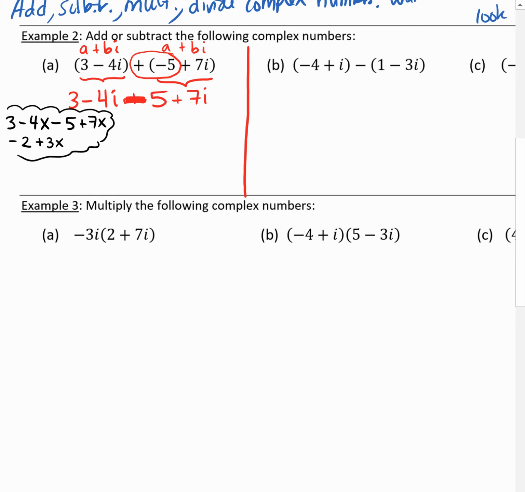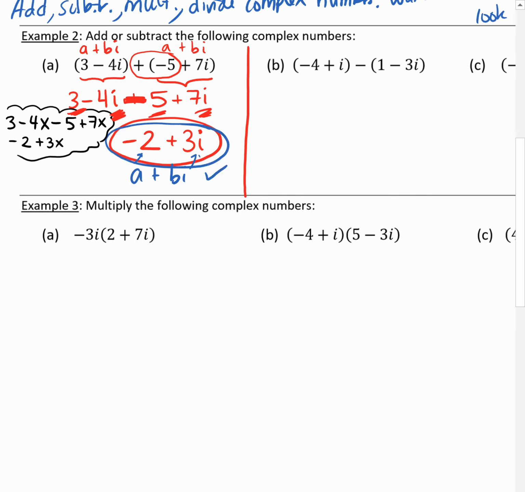And that's really it. So we're going to do the same thing, except keeping in mind i is like a variable, kind of. The real parts are 3 and -5. Those add up to -2. The imaginary parts, -4i and 7i, add up to 3i. And I should just check in the end, does that have that form, a plus bi? Yeah, it does. The real part is -2, bi is 3i. I think it looks good.